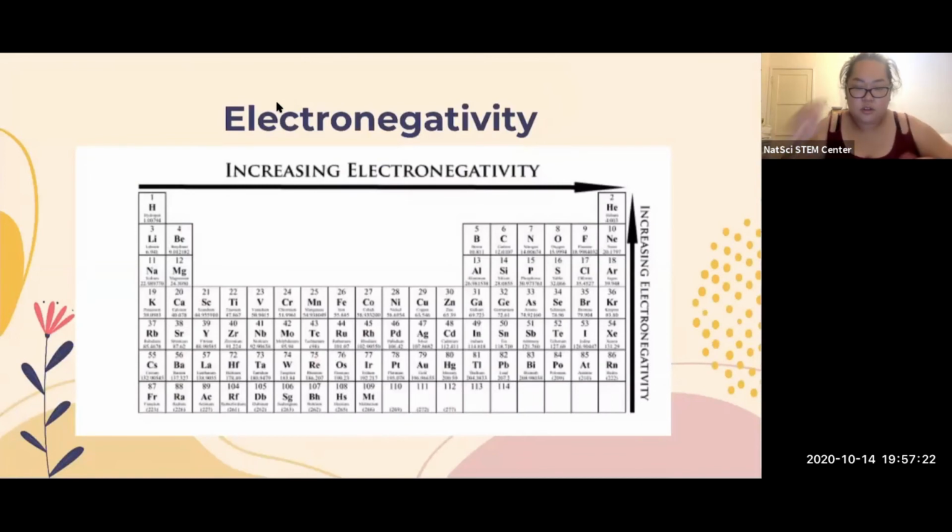This one is electronegativity. You're increasing as you go to the right and as you go up. So right and up is increasing electronegativity. Your most electronegative element is fluorine.